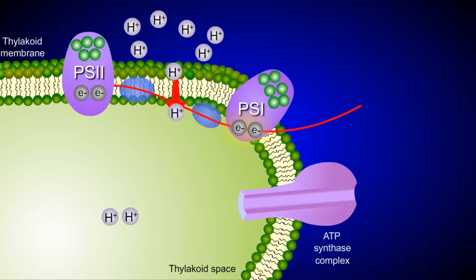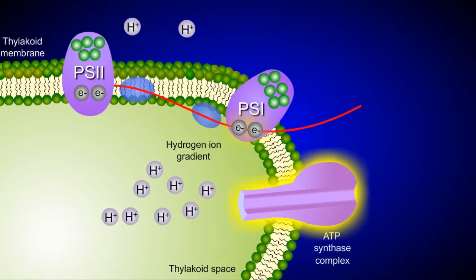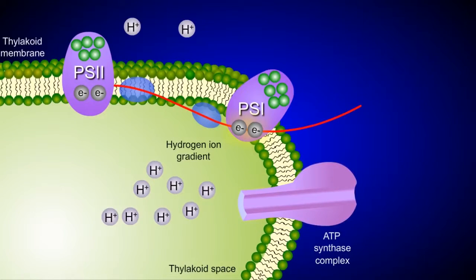A protein in the electron transport chain pumps hydrogen ions from the stroma into the thylakoid space. This creates a high concentration of ions in the thylakoid space relative to the low concentration of ions in the stroma. This gradient contains a large amount of potential energy, which is harnessed by an enzyme called ATP synthase.